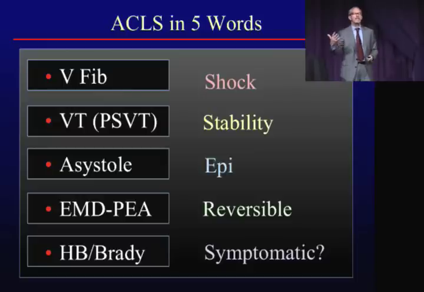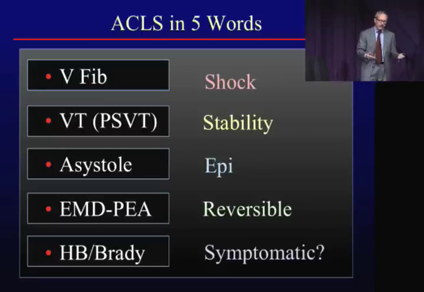Almost all of them die. They have irreversible PEA. Our job is to find the reversible cause. And then for heart block or bradycardia, are they symptomatic or not? That is the entire ACLS course. You can pass the test with this, and remember to give TPA for stroke. I told you all the questions.